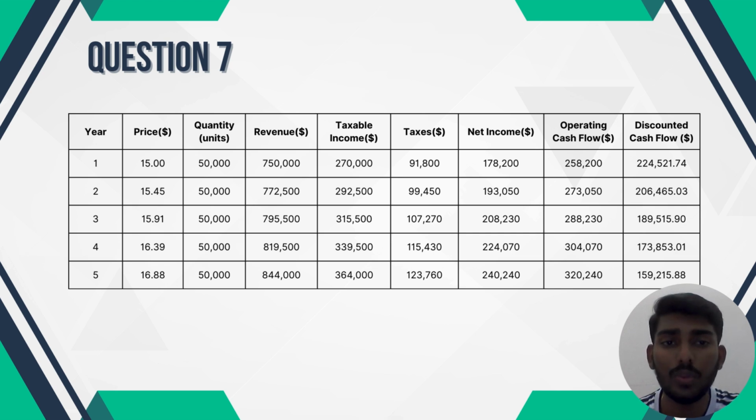Discounted cash flow for year 1, 224,521.74. Year 2, 206,465.3. Year 3, 189,515.90. Year 4, 173,853.1. For year 5, 159,215.88.